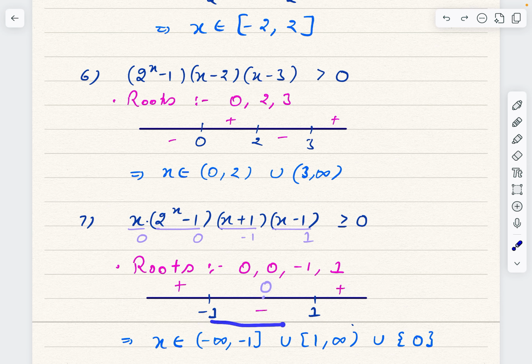So between minus 1 and 1, the value is negative, except at 0, where the value will be 0. You want greater than or equal to 0, so it will be before minus 1 or after 1. So minus infinity to minus 1 closed, union closed 1 to infinity, union 0, because the value at 0 also is 0. You want greater than or equal to 0, no? I hope it is clear.